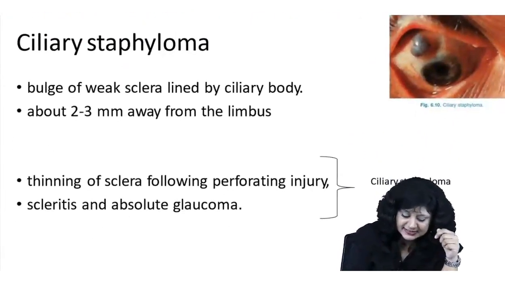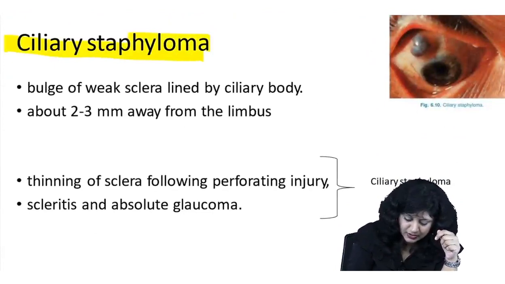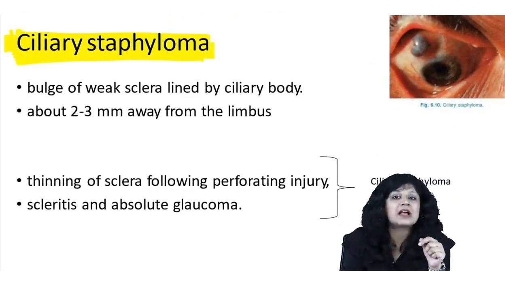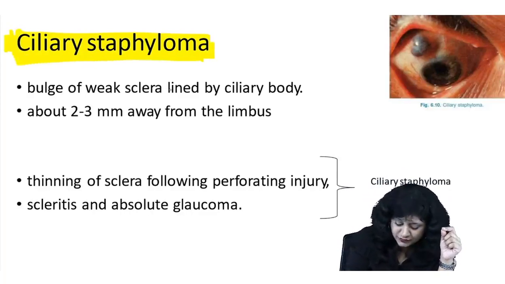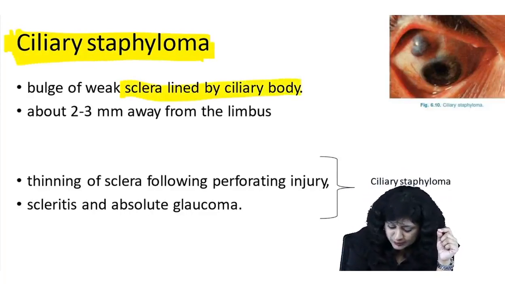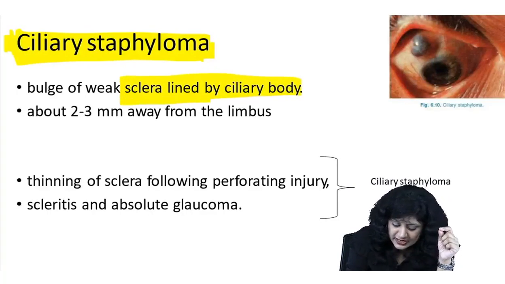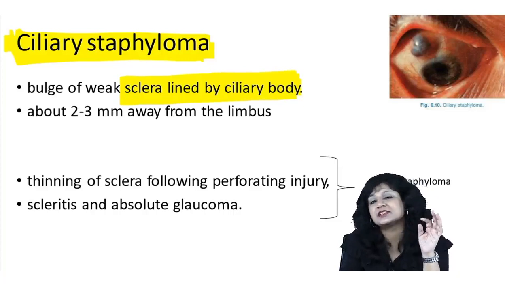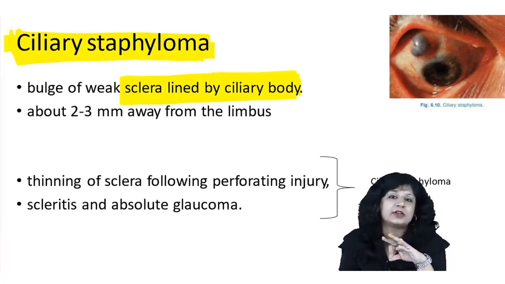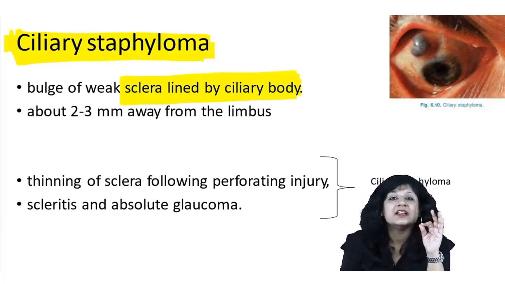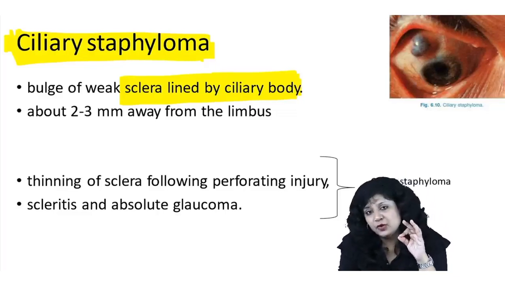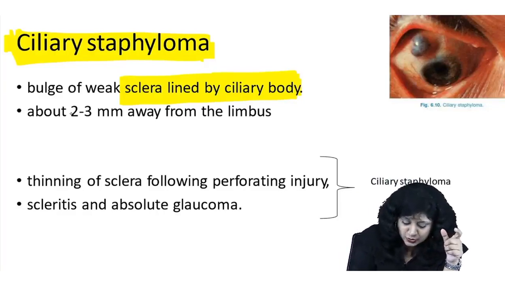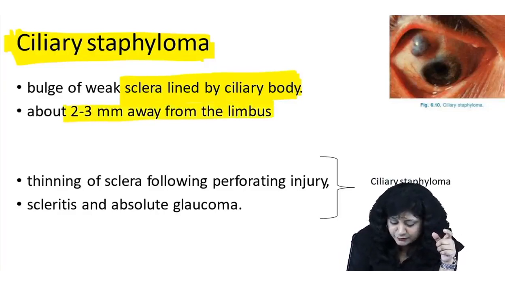Next we come to the ciliary staphyloma. This is self-explanatory. This ciliary staphyloma consists of a bulge where we have the ciliary body. So if the bulge is taking place in the sclera at that part which is lined by the ciliary body, I will say that this is a ciliary staphyloma. And exactly speaking, where I am getting this is 2 to 3 mm away from the limbus.